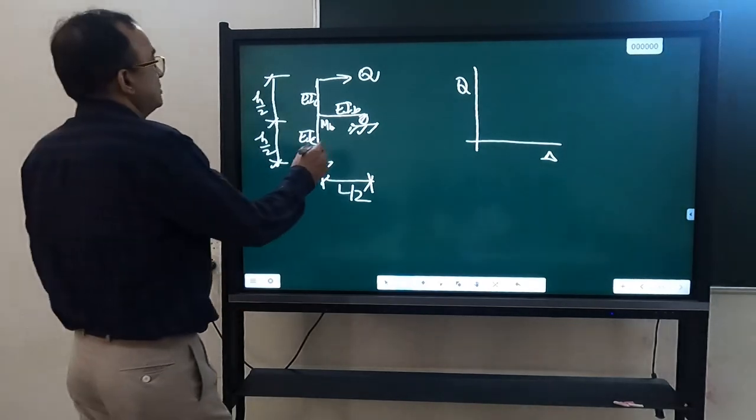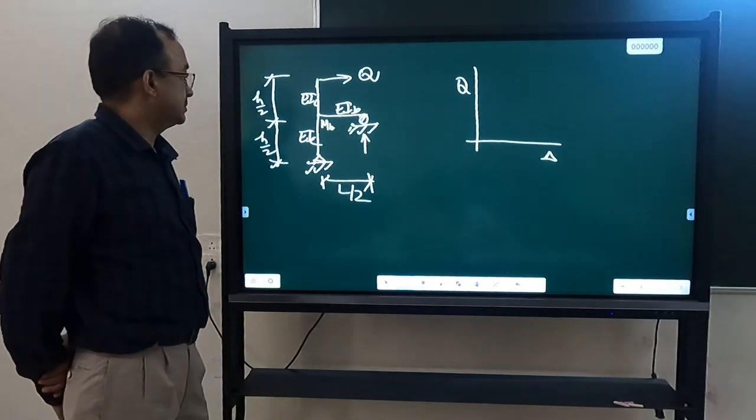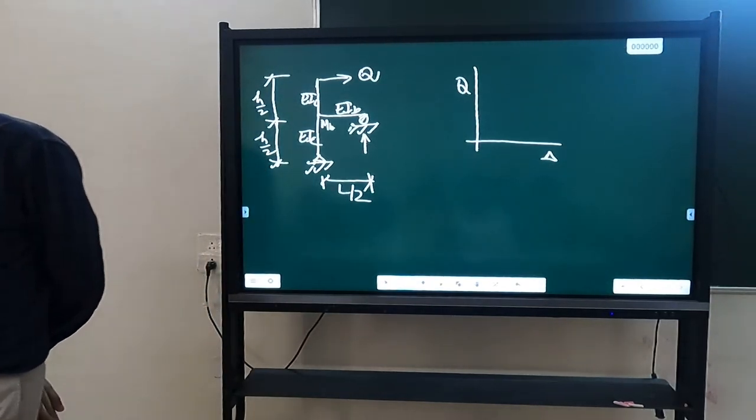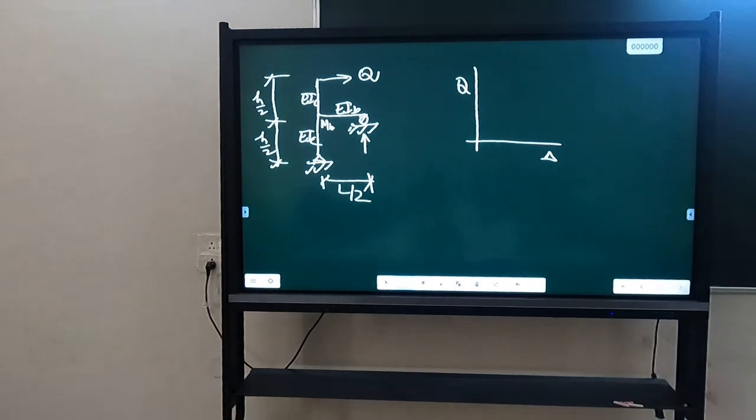First, calibrate this reaction. Have a cantilever, you are pushing it. It will not bend like this. It will bend like this. You bend it like that. This will happen if there was a beam here. There is no beam here, so it is a cantilever.